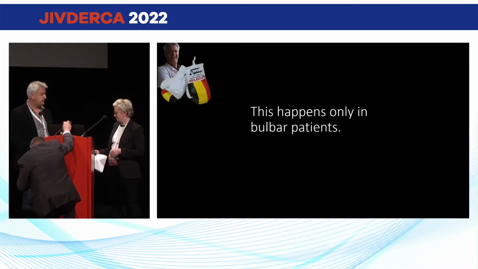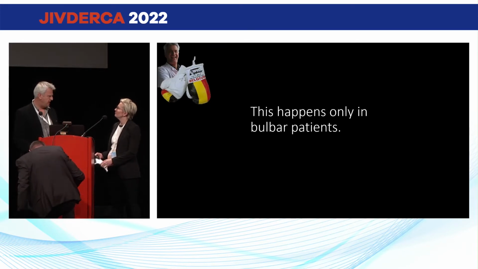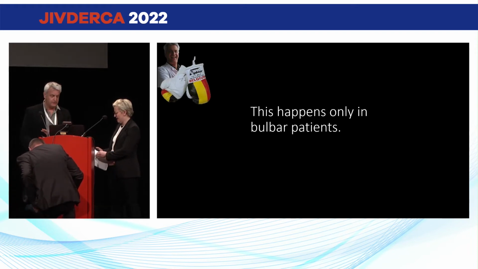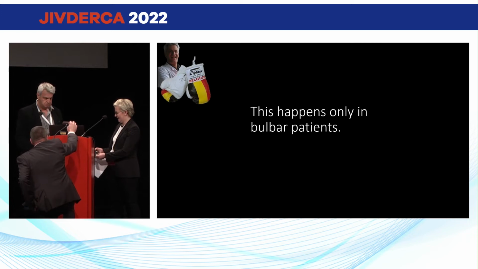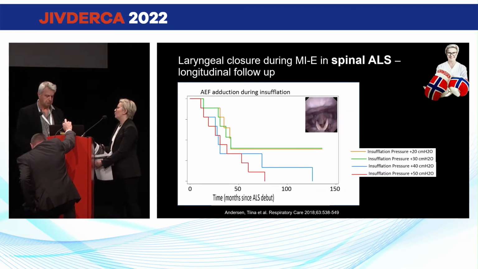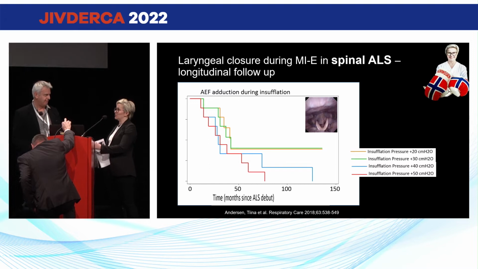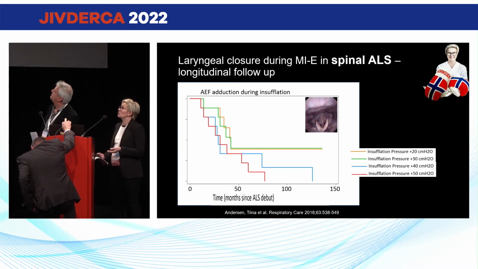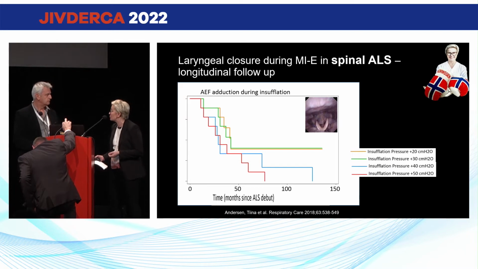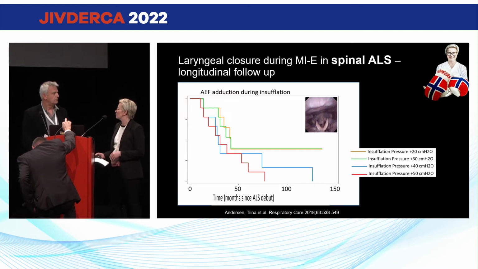Okay, interesting. But this happens only in bulbar patients, right? Okay, now it's documented, right? And I wonder whether there is no need for further investigation. Dear Michel, we also investigated patients with no bulbar symptoms, and we followed a cohort of spinal onset ALS patients up to 5 years in their disease progression. We see that this happens also in those patients before they get any other bulbar symptoms, and it always happens first with the high treatment pressures.